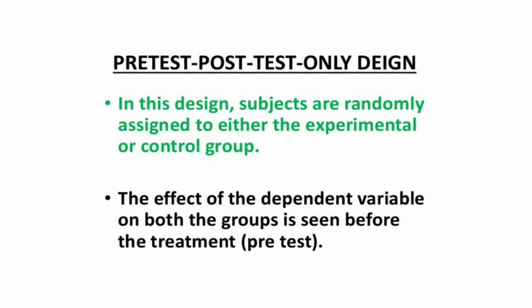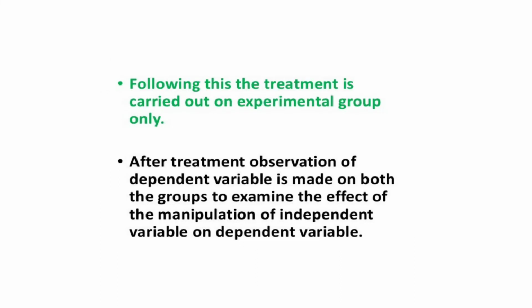So here the effect on the dependent variable of both the groups is seen before and after the treatment. So here it clearly tells what you are going to conduct: the pre-test. So, first you have to conduct the pre-test for the experimental group and control group. Then you have to give the intervention only for the experimental group and not for the control group. Then you are going to do the post-test.